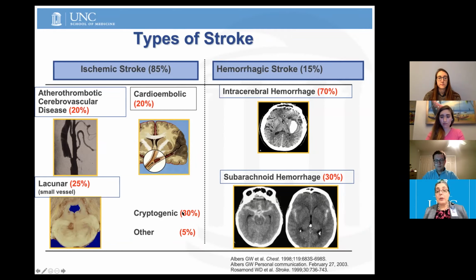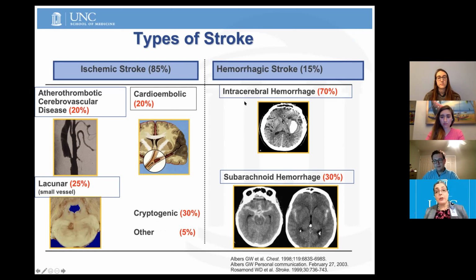Cryptogenic strokes are about 30%. Cryptogenic means we don't know where they came from, and despite looking for a cause, we can't find one. Over time, this number is actually reduced because, of course, every year we figure out some new underlying condition that might trigger strokes. And then other is sort of a hodgepodge of different causes.